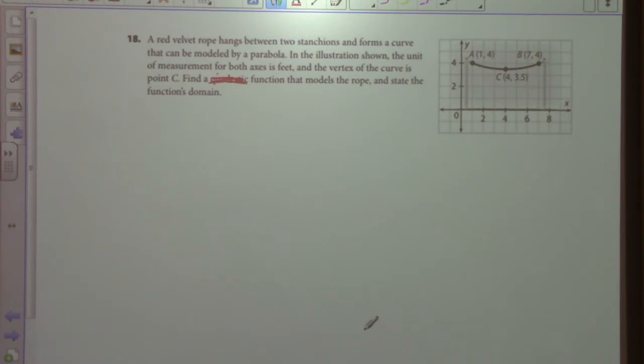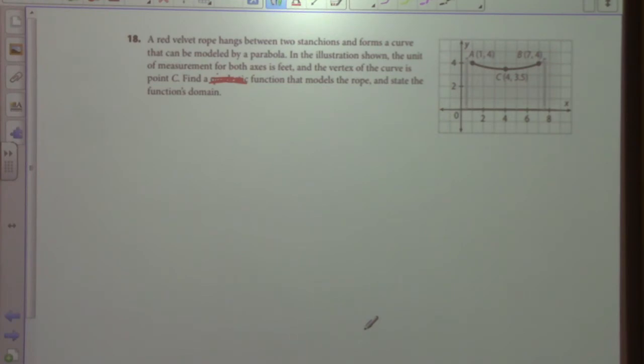Pardon me, what did you say? One of them's not needed. One of them is not needed. Exactly. And the takeaway is when it comes to finding a parabola, if you have a vertex and one other point, you can find it. So yes, 1 is not needed.